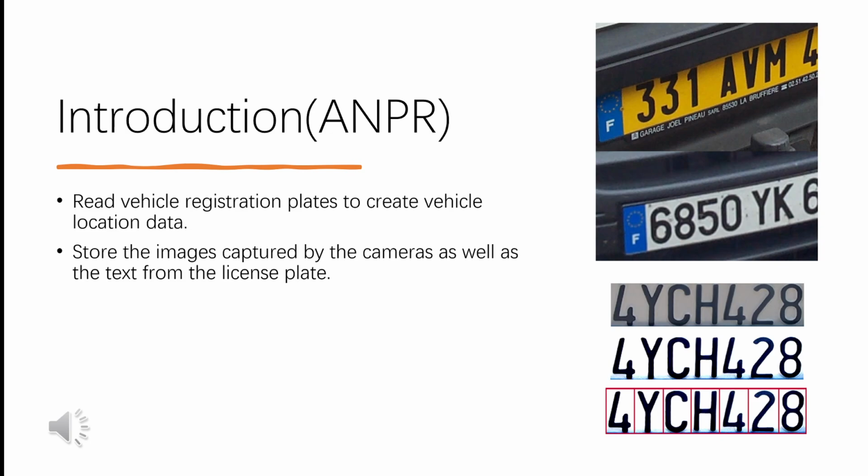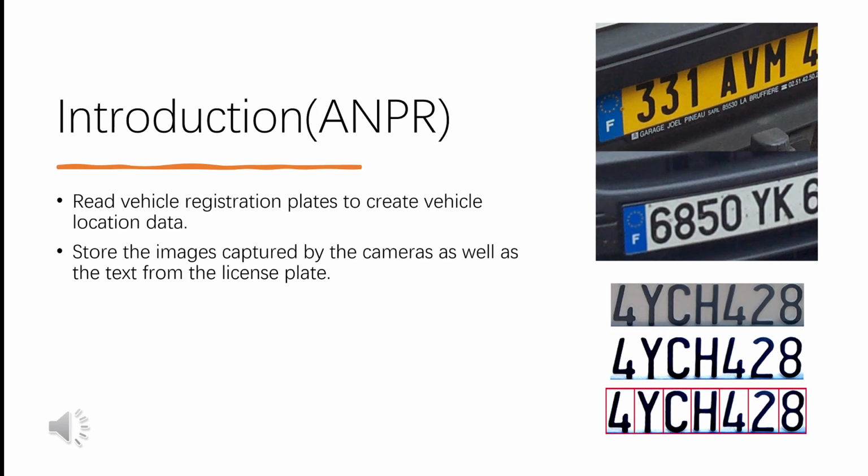ANPR is used by police forces around the world for law enforcement purposes, including to check if a vehicle is registered or licensed. It's also used for electronic toll collection on pay-per-use roads and as a method of cataloging the movement of traffic, for example, by highways agencies.